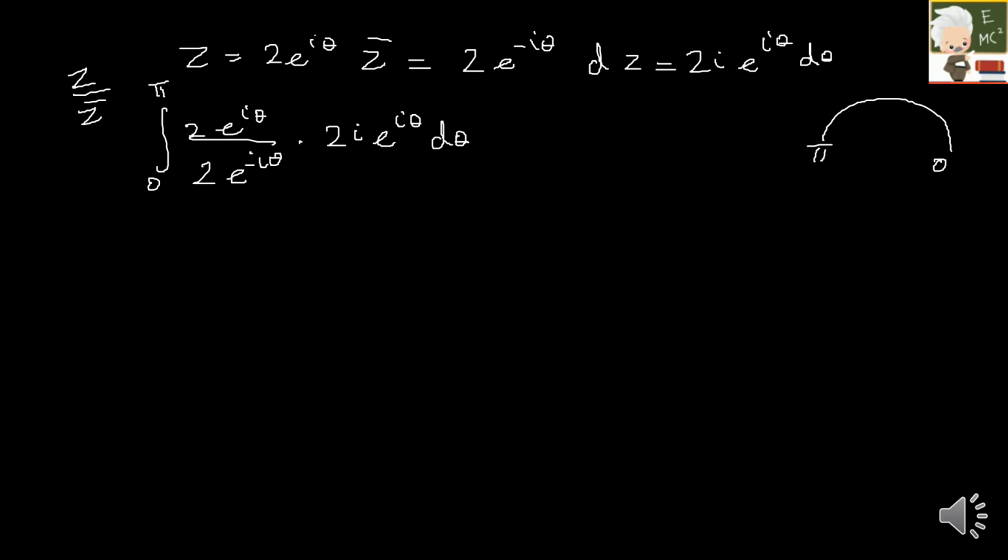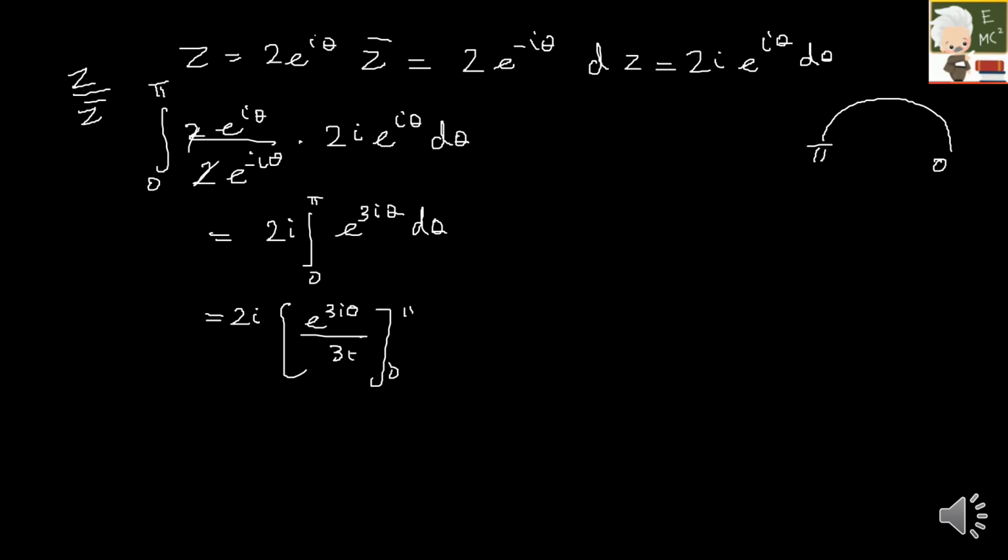Fine, good. So now I'm going to cancel these two. So I'll take i outside, which is 2i integral 0 to pi e raised to 3i theta into d theta. So if you are going to integrate this, 2i into e raised to 3i theta by 3i, limits from 0 to pi. So i will get cancelled. So finally I'll be having 2 by 3 into e raised to 3i pi minus 1, so minus 1 minus 1. So you'll be having minus 4 by 3 finally. So this is for your fourth region.